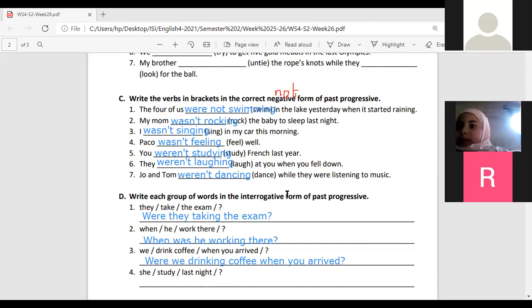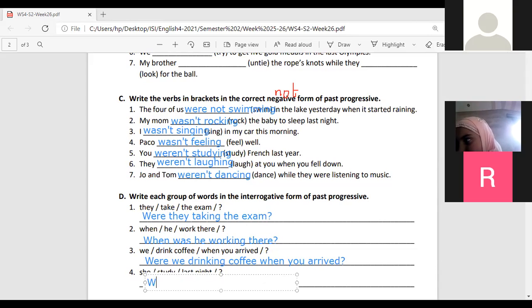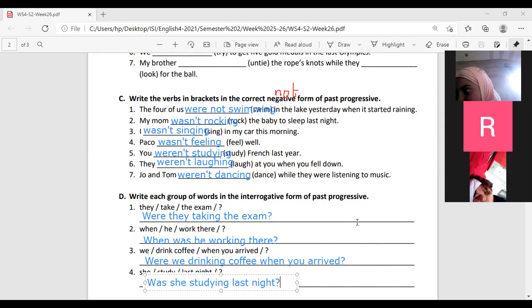Look at the examples. We say what, was or were? She takes what? Was. Okay, so we say was she studying last night? Was she studying last night? Bravo. Was she studying last night? Excellent. And we add a question mark. Bravo, guys. I'm very proud of all of you. Good job, guys.